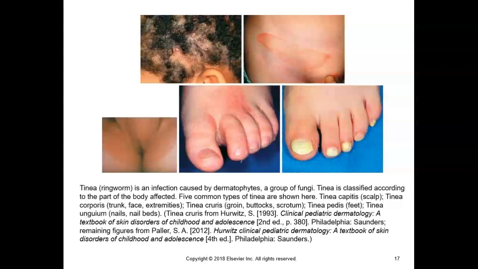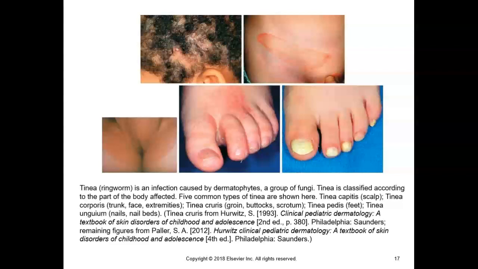Tinea corporis, commonly seen on the trunk, face, and extremities, is also known as ringworm. It is characterized by ring-like plaques with clear centers and scaly red margins. Lesions are usually 1/2 to 1 inch in diameter and mildly pruritic. Manifestations of Tinea cruris include pink papules and scales on the inner thighs, groin, scrotum, and buttocks. This is also known as jock itch.